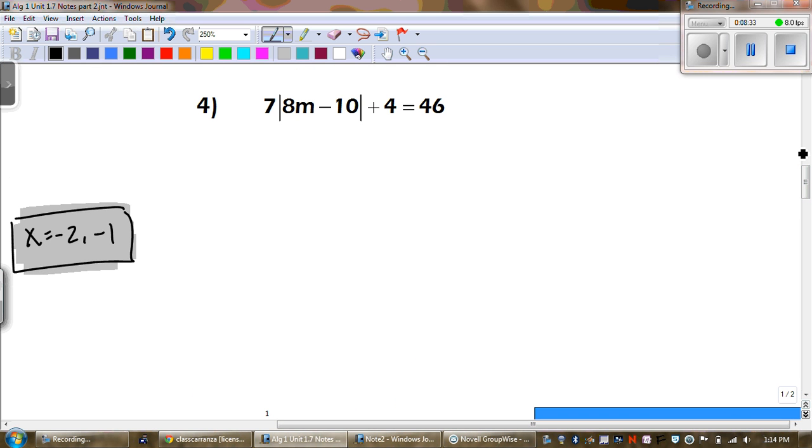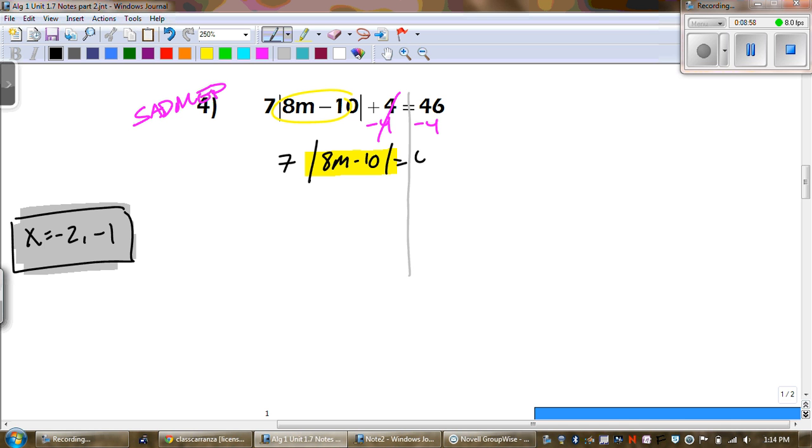All right, number 4. Now, if you check number 4, we got a lot more work to get that absolute value by itself. You have to remember SADMAP. The first thing we have to do is to get rid of that 4. Everything inside the absolute value stays exactly the same. 8m minus 10 equals 42.